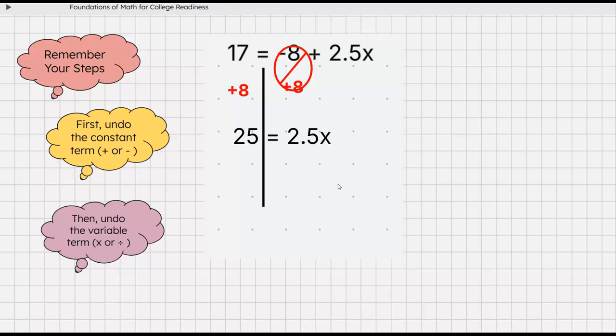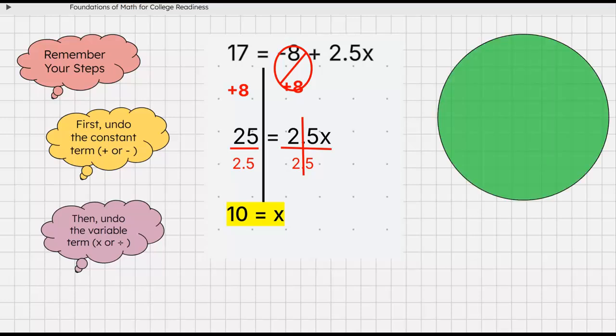Then we will undo the variable term. So we're looking at the variable term and we see a coefficient. Coefficients mean to multiply, so we must undo this with division. So we're going to divide both sides by 2.5. When we divide both sides by 2.5, of course the variable term turns into 1x because that's the goal. And 25 divided by 2.5 is 10.